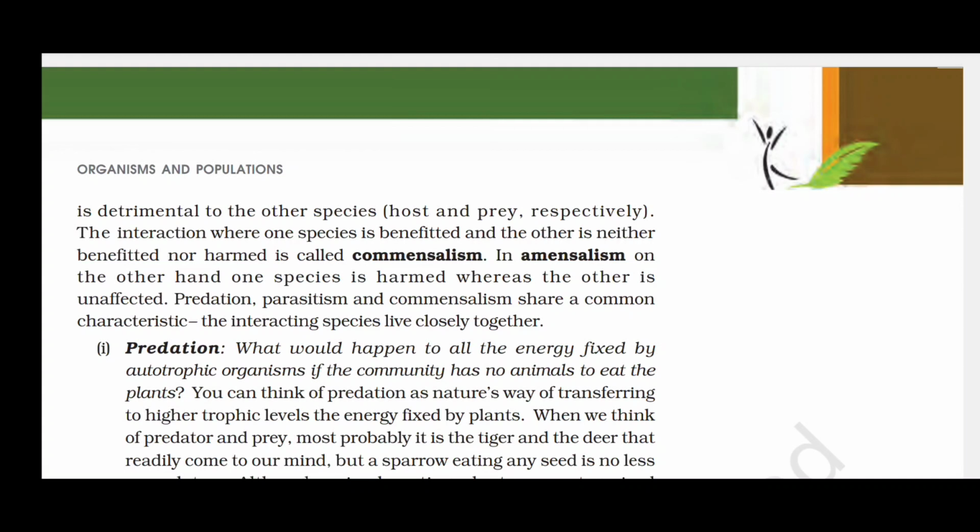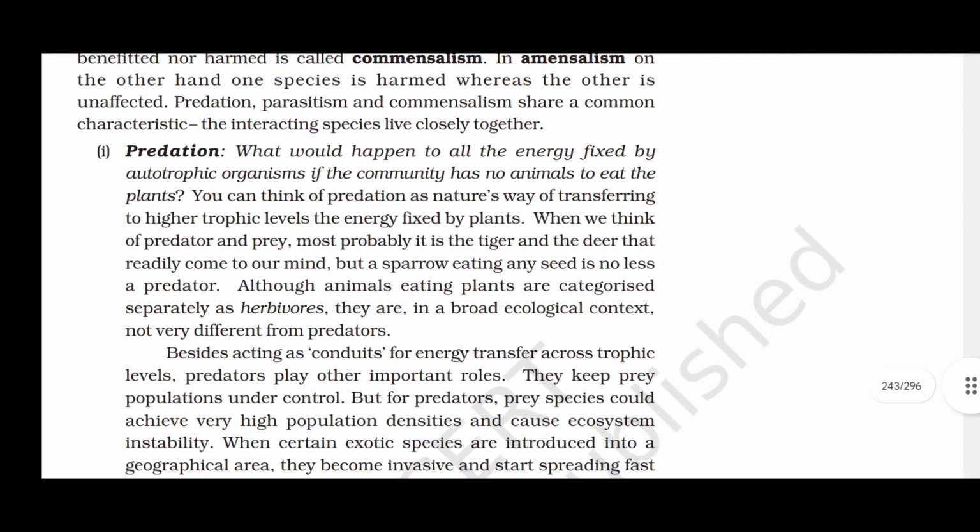Predation, parasitism, and commensalism share a common characteristic: the interacting species live closely together. First, predation. What would happen to all the energy fixed by autotrophic organisms if the community has no animals to eat the plants? You can think of predation as nature's way of transferring to higher trophic levels the energy fixed by plants.